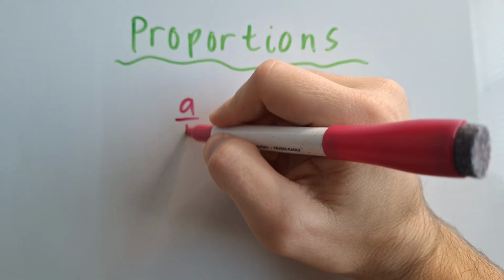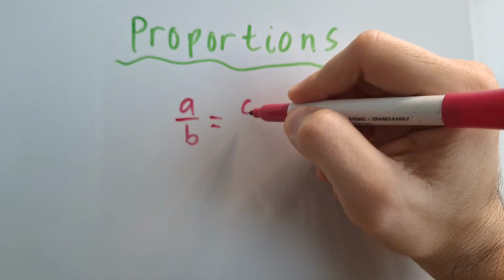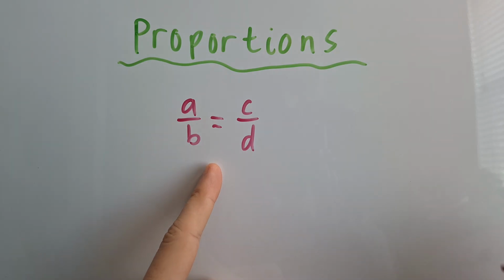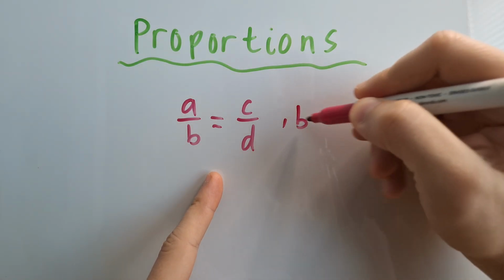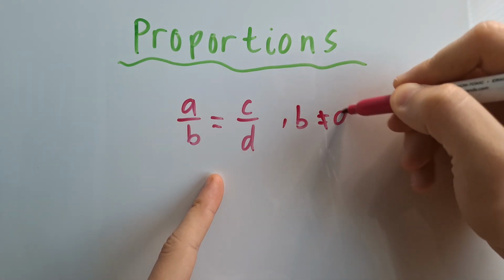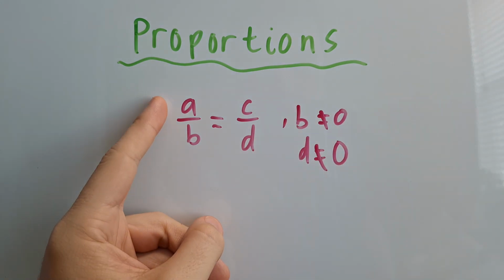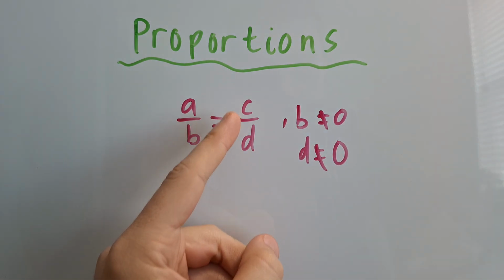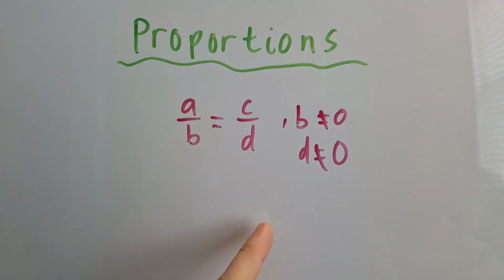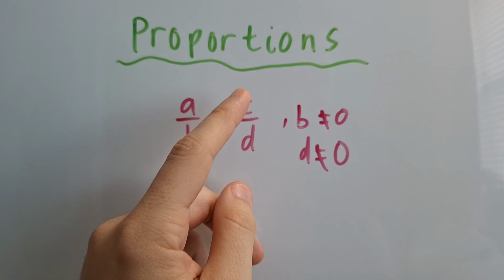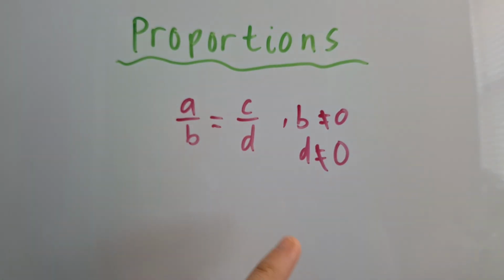And in its notation format, at first, it'll be something like this. A over B equals C over D. Another way to say this proportion is A is to B as C is to D.